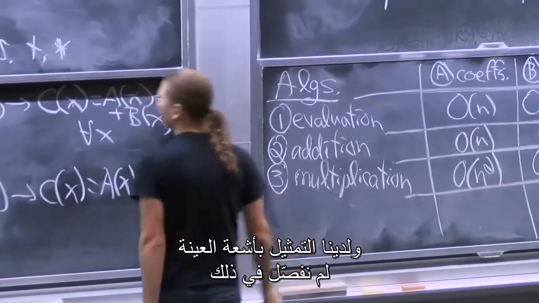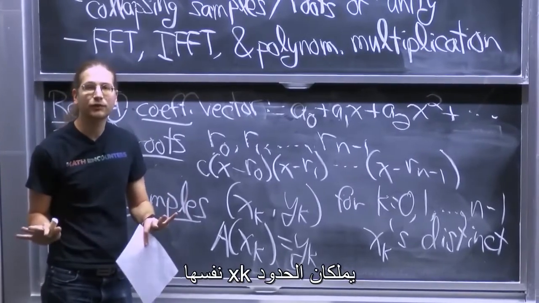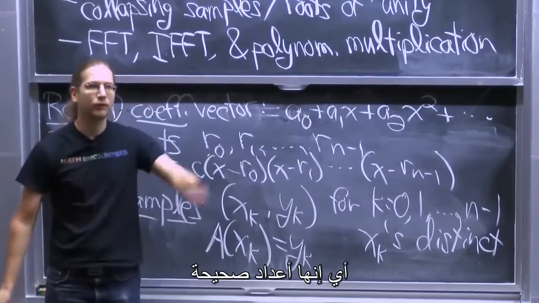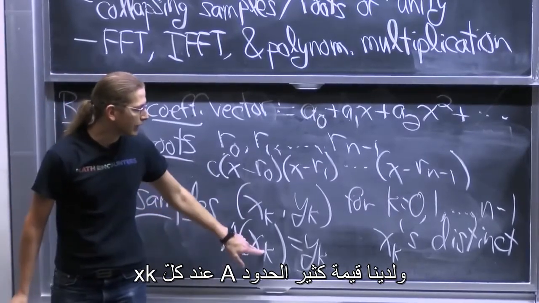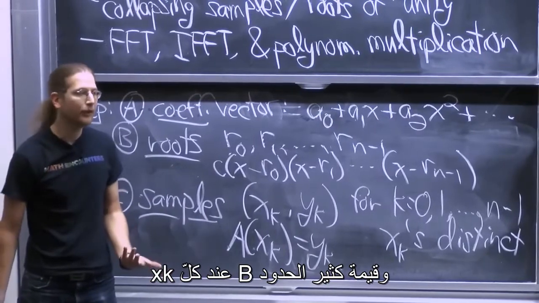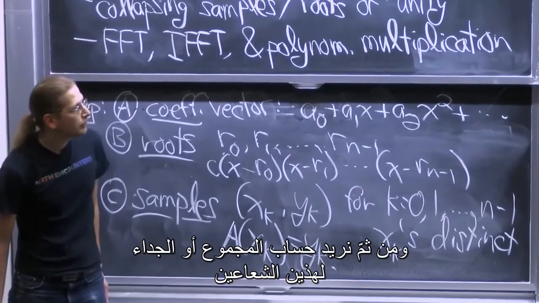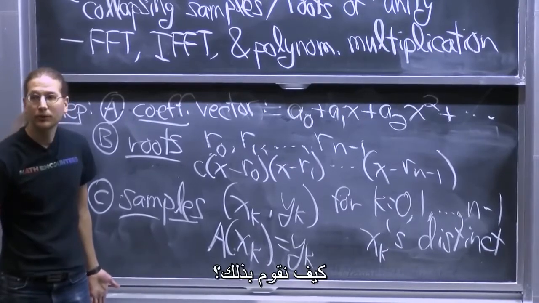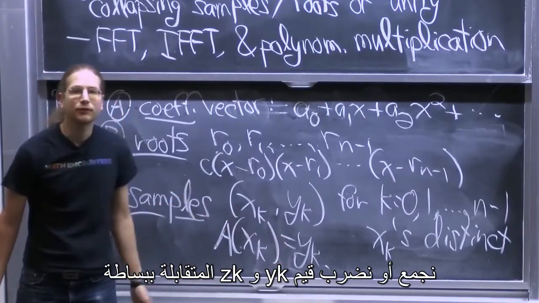And then sample vectors, we haven't talked much about that. The idea is, suppose you're given two polynomials with the same xk's. We're going to fix xk's. All we need is that they're distinct. So xk could equal k, for example, just a bunch of integers. And then we are told what polynomial a evaluates to at every xk, and we're told what polynomial b evaluates to at every xk. So we're given some yk's and some zk's. And then we want to compute, say, the sum or the product of those two vectors. What do we do? Just add or multiply the corresponding yk and zk's, right?